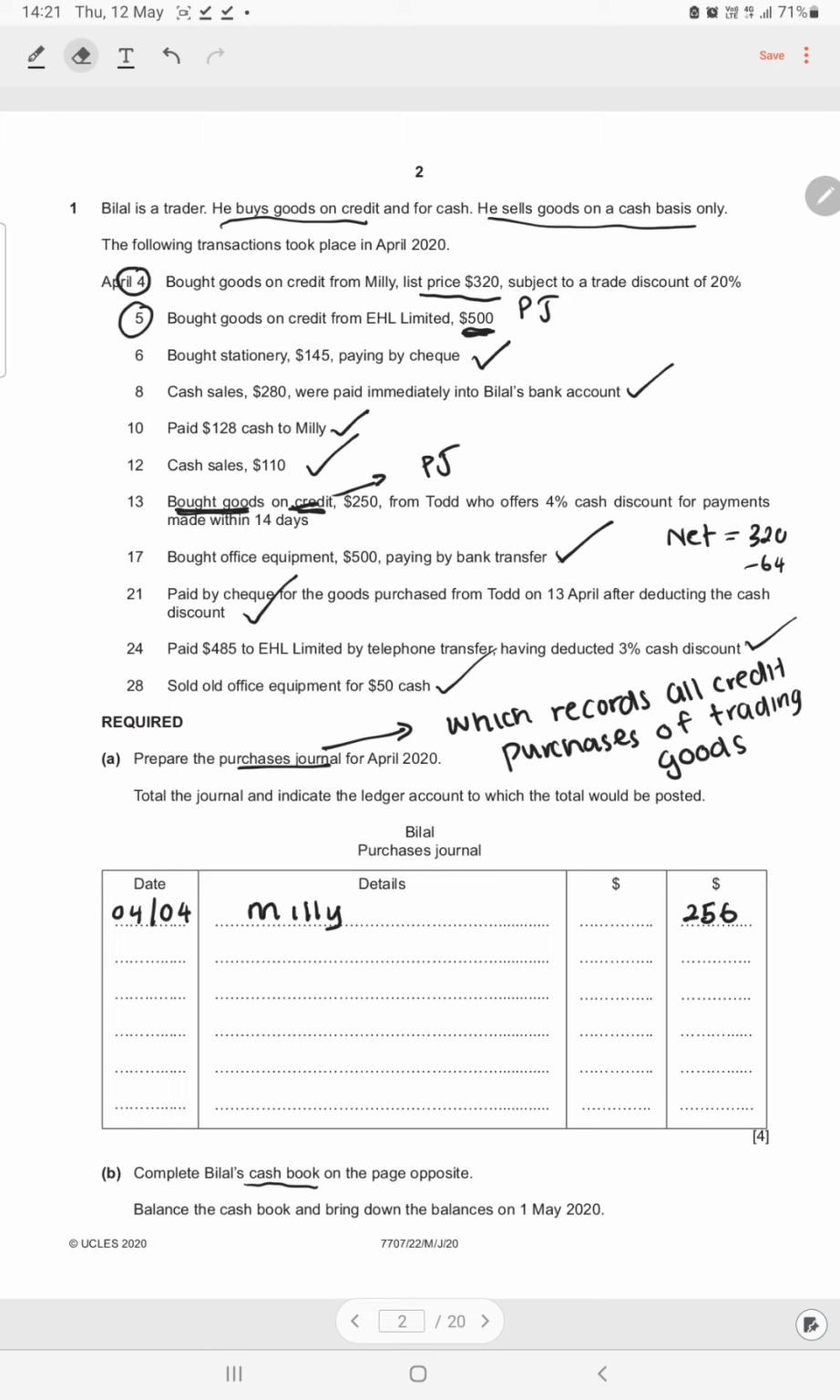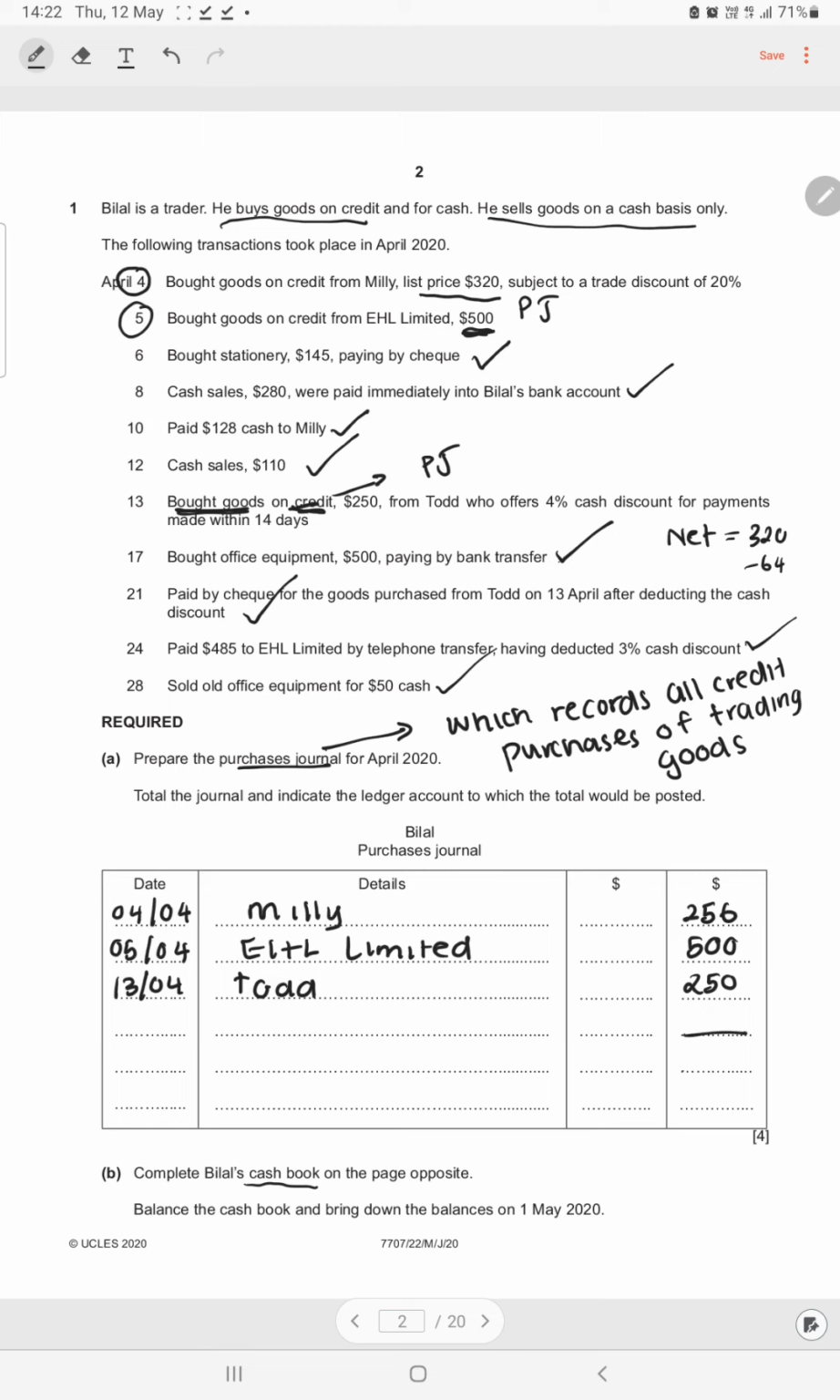Next transaction we'll see. Okay, when did it happen? On the 5th of April, and we have EHL Limited. We have purchased from EHL Limited. There is no listed price or trade discount, so we take the full amount, 500. And then finally we again bought goods on credit from Todd. That is on the 13th of April. Todd, we bought goods on credit from him for $250.